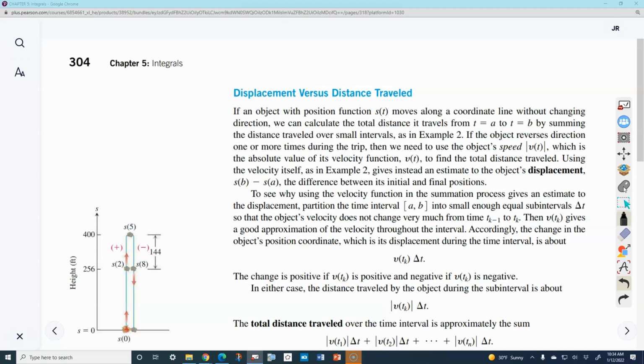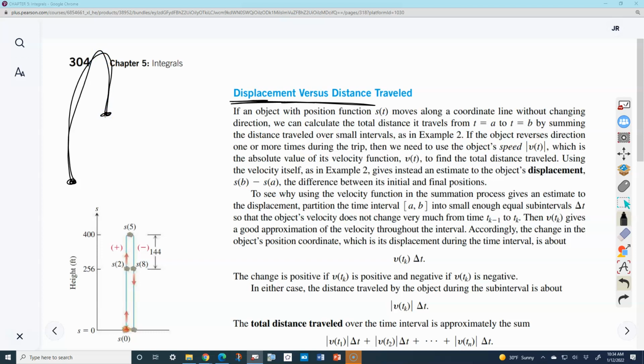Okay. One more thing to tell you before you go is we mentioned this displacement versus distance traveled. Those are the same thing, my displacement and my distance traveled, unless I change directions. If I change directions, I'm still adding to my distance traveled, but I'm subtracting from my displacement. So if I throw a rock up and it goes up and comes down, then the displacement is only that far. But the distance traveled is all of that distance plus all of that distance.